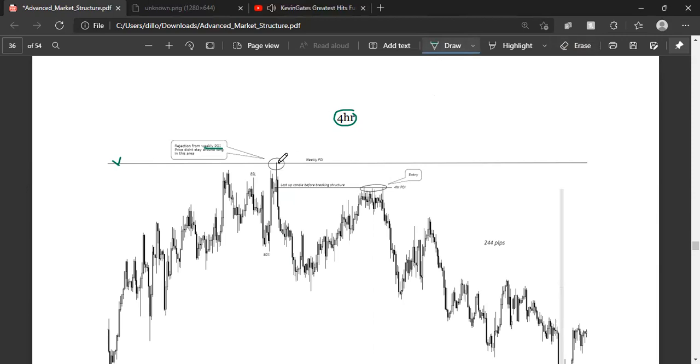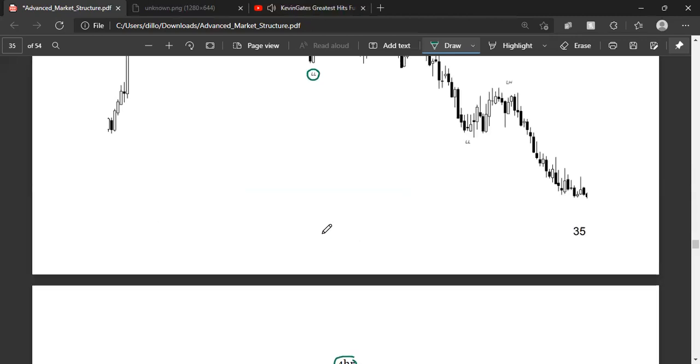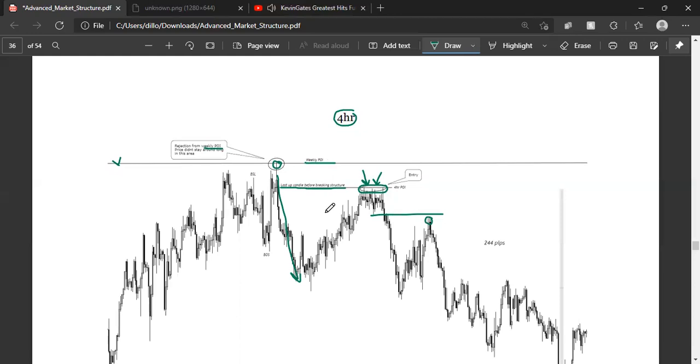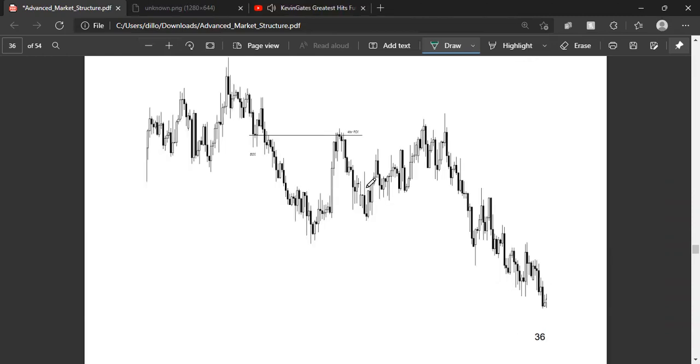So yeah, always wait for the rejection from your point of interest and then make sure it always gives you a break of structure. So, the last up candle before breaking structure, you see the retracements, broke structure here, didn't get quite back up into that area, but here's our initial entries. So yeah, weekly point of interest, 4-hour structure. It's crazy. All right, so next example.